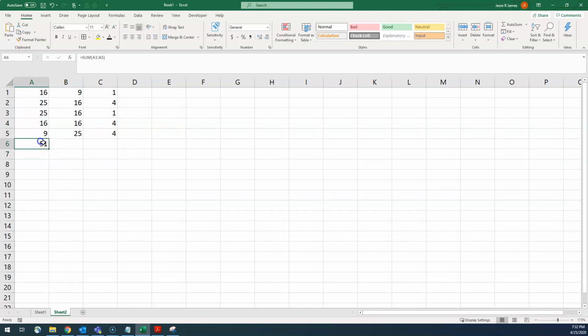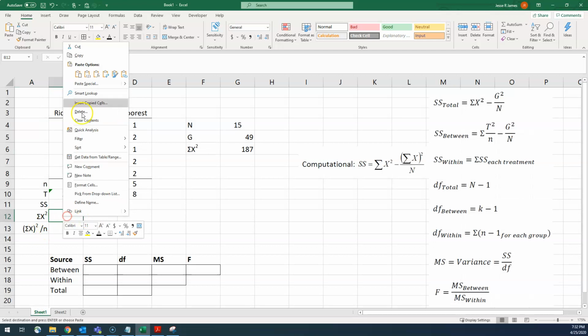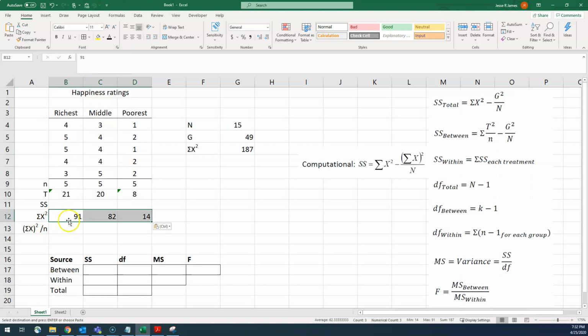Those are all the x squareds, added up in this third row. I'm just going to take these three and paste them over on this side as values. So they're there. And then here I've got the sum of x squared. Of course, the sum of x is T. So I'm just going to square my T.